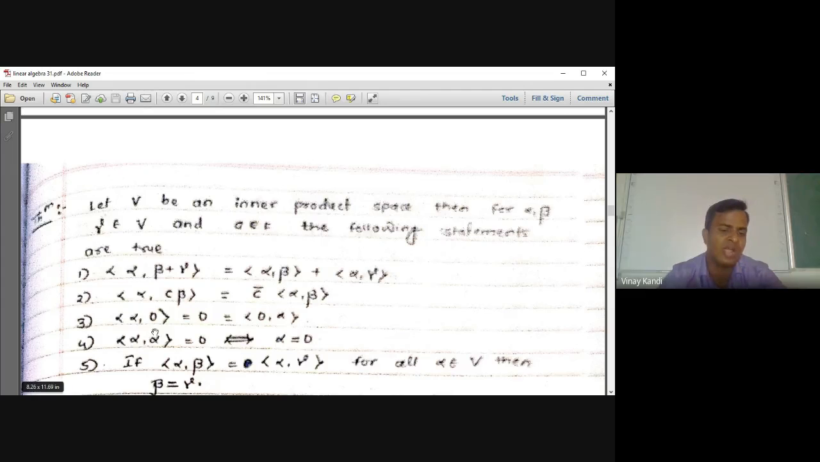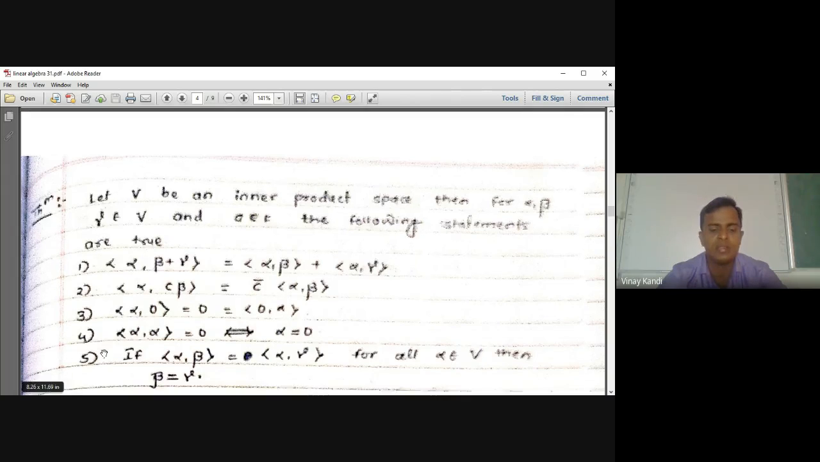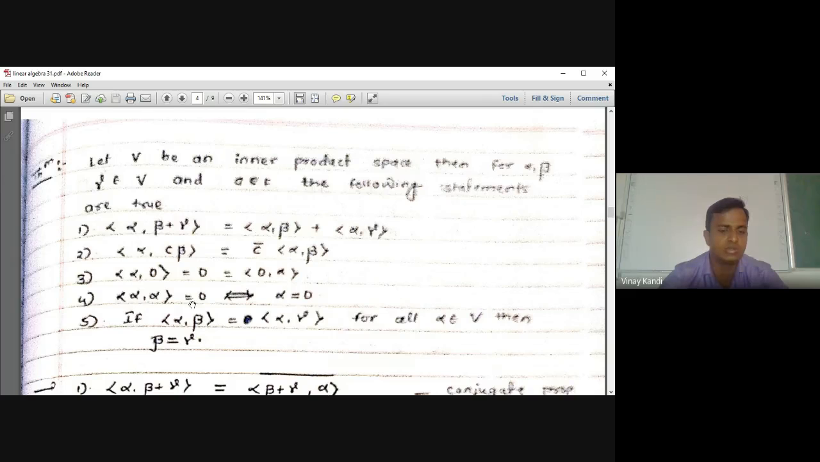Third, inner product of alpha and 0 is equal to 0, which is equal to inner product of 0 and alpha. Both 0 and alpha belong to V. Okay, the fourth statement is inner product of alpha and alpha is equal to 0 implies that alpha is equal to 0. And the fifth statement is, if inner product of alpha and beta is equal to inner product of alpha and gamma for all alpha, this is important, for all alpha belonging to V, and if it is true for all alpha belonging to V, then beta is equal to gamma.